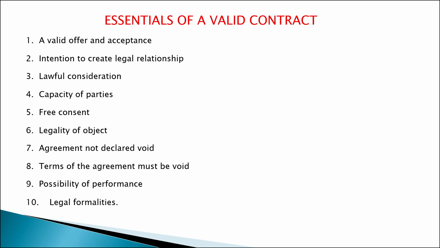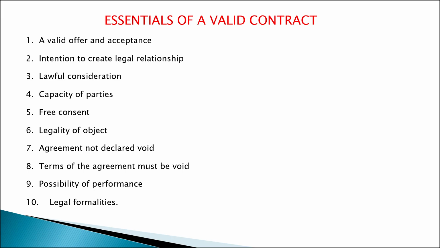Next, we have to see the essentials of a valid contract. What do the essentials mean? A valid offer and acceptance, intention to create legal relationship, lawful consideration, capacity of parties, free consent, legality of object, agreement not declared void, certainty of the terms of the agreement, possibility of performance, and the last thing is legal formalities. Let us now discuss these various essential elements.